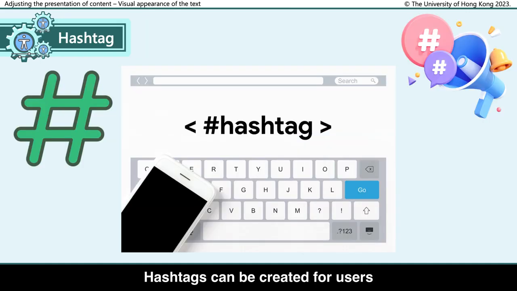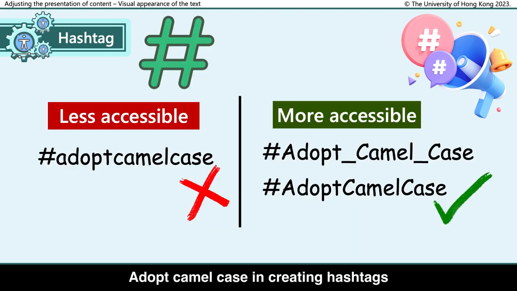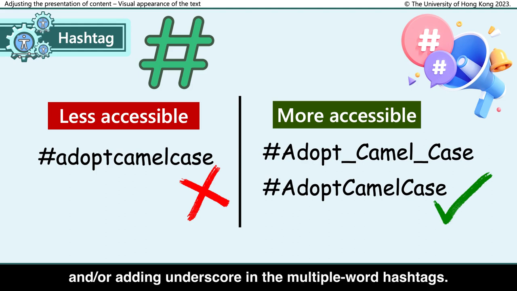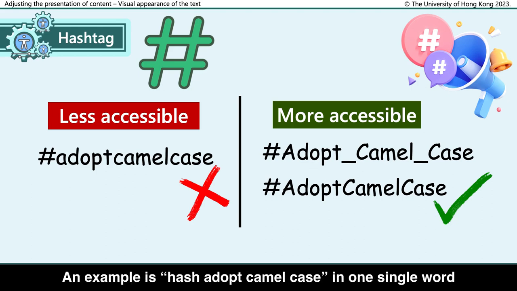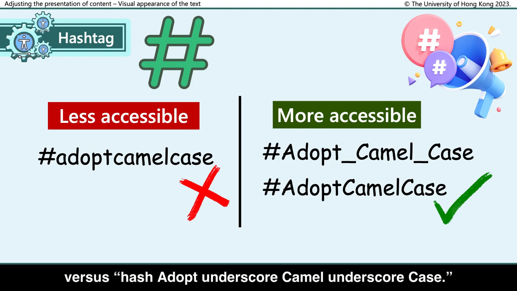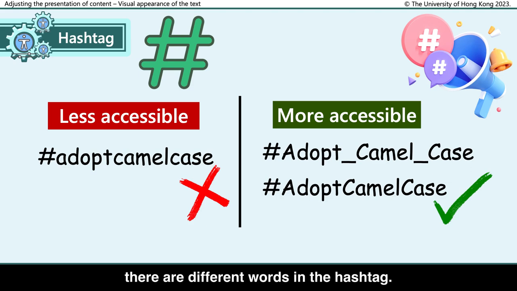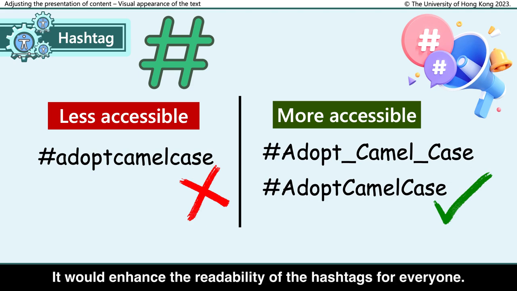Hashtags can be created for users to follow specific topics on websites and social media platforms. Adopt camel case in creating hashtags by capitalizing the first letter of each word and/or adding underscores in the multiple word hashtags. An example is hash adopt camel case in one single word versus hash adopt underscore camel underscore case. It could give the cue that there are different words in the hashtag. It would enhance the readability of the hashtags for everyone.